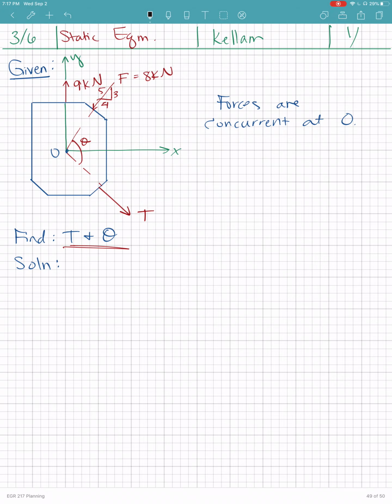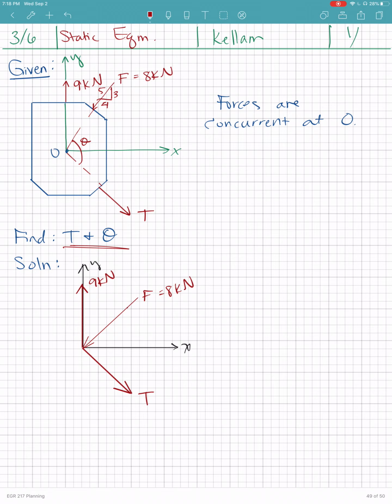The first thing you want to do with these problems is just draw your free body diagram. So I'm going to start with that. Draw my X and Y axis. Then I'm going to draw my forces. We've got the F that's in this direction. We have that 9 kilonewton force that goes straight up in the same direction as Y. And then we have this T that goes down in this direction. So that's F. This is 9 kilonewtons. They didn't give us a letter for that one. This one's T. F equals 8 kilonewtons.